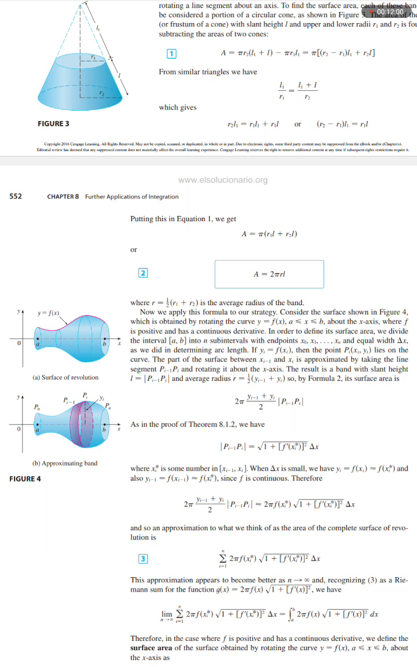And so an approximation to what we think of as the area of the complete surface of revolution is equation 3: the sum from i equals 1 to n of 2 pi f of x star sub i times the square root of 1 plus [f prime of x star sub i] squared, times delta x.